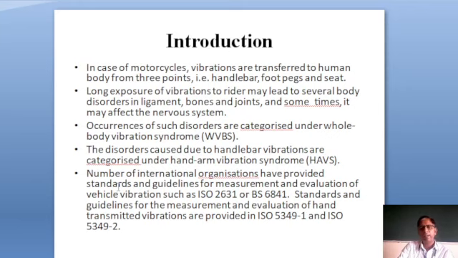Now, in case of motorcycles, vibrations are transferred to the human body from 3 points. First is the foot pegs, second is handlebar, and third one is seat. So these are the 3 points from where the motorcycle vibrations enter the body. The motorcycle vibrations may be because of the engine vibrations or because of the road irregularities. All these are transferred to the human body from the 3 parts, that is foot peg, seat and handlebar.